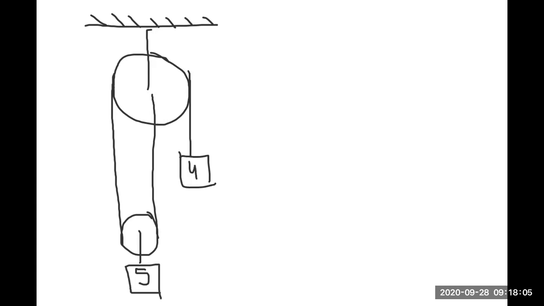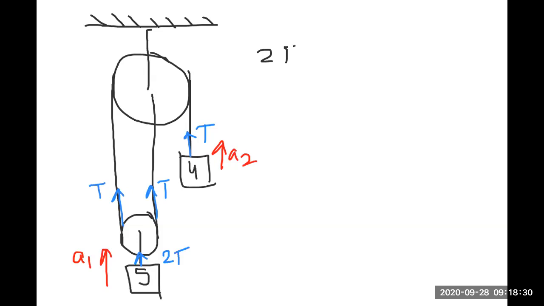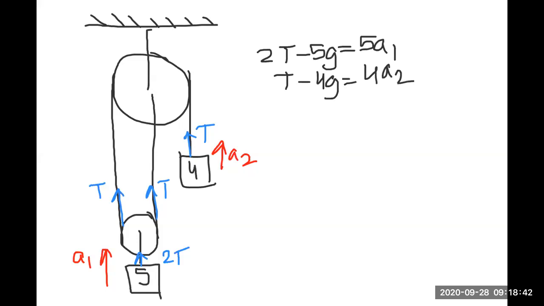In one string the tension is T, so here the tension is T, here the tension is T, here the tension is T, and here the tension is 2T. This one's acceleration is A1, this one's acceleration is A2. So 2T minus 5G is equal to 5A1, T minus 4G is equal to 4A2, 2TA1 plus TA2 is equal to 0.